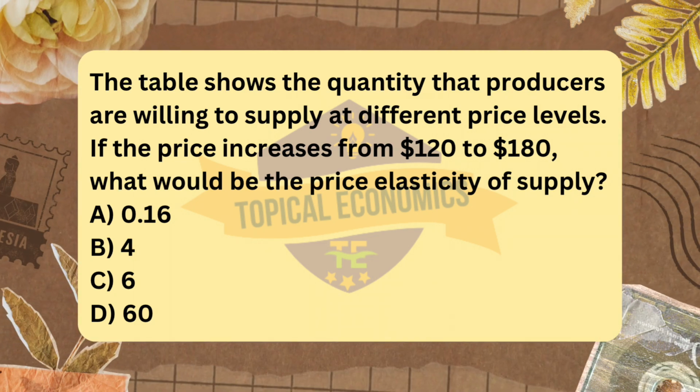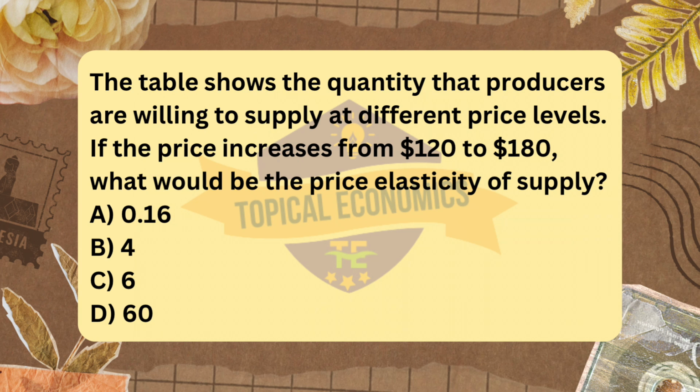The table shows the quantity that producers are willing to supply at different price levels. If the price increases from $120 to $180, what would be the price elasticity of supply? A. 0.16. B. 4. C. 6. D. 60. Reference, 2019 October-November version 1. The correct answer for this question is option C.